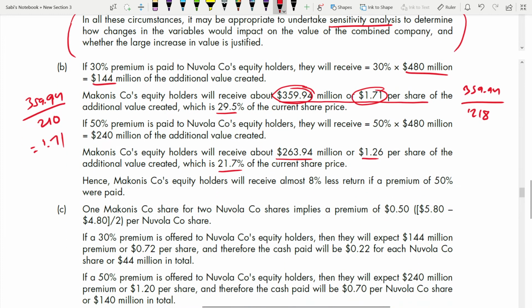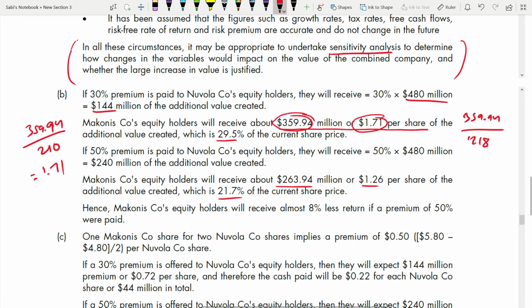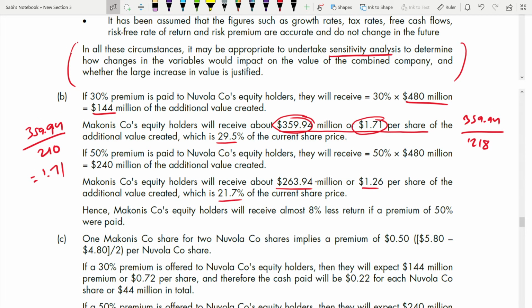Now coming to this, hence Makonis equity holders will receive almost 8% less return if a premium of 50% were paid. 8% less return. Just compare this. Before it was 29.5%, now it is 21.7, almost around 8% only. Just see the difference, 7.8%. So almost 8% less return you're having with premium of 50%.